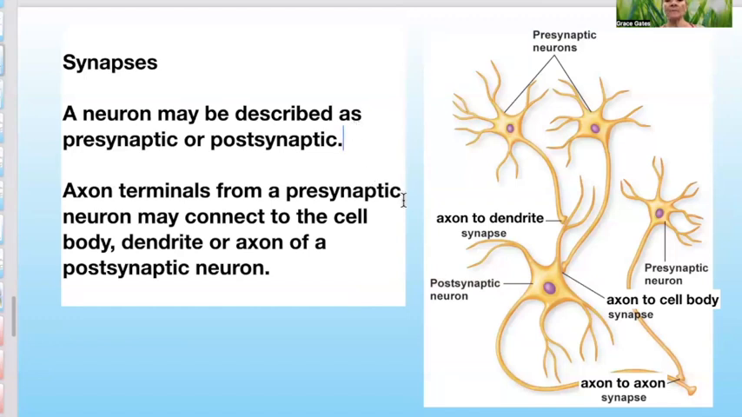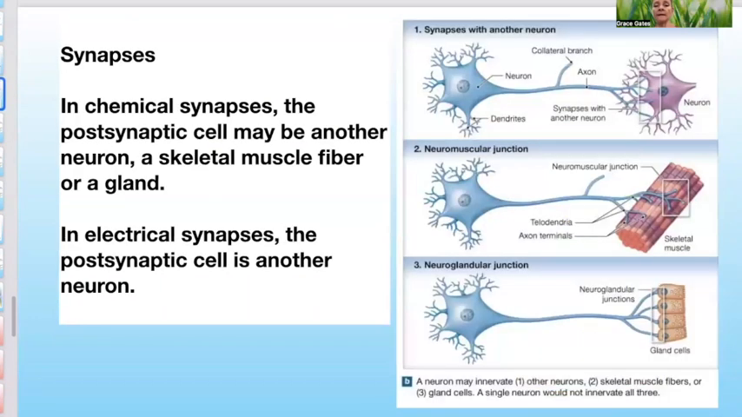Axon terminals from a presynaptic neuron may connect the presynaptic neuron to a postsynaptic neuron on the postsynaptic neuron's dendrites, their body, or even on an axon of a postsynaptic neuron. In chemical synapses, the postsynaptic cell may be another neuron, a skeletal muscle fiber, or a gland. In electrical synapses, the postsynaptic cell is always another neuron.